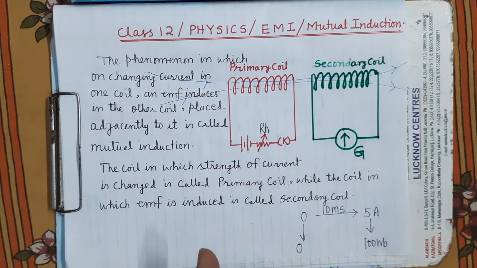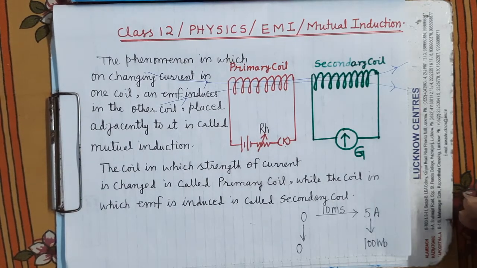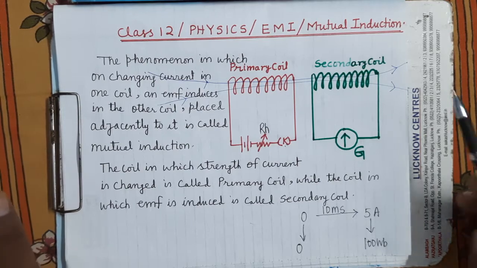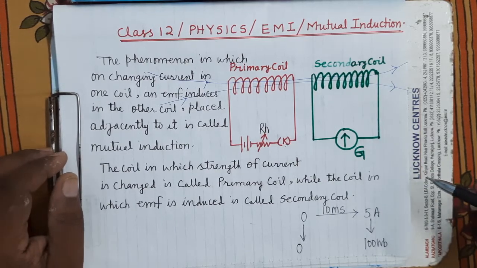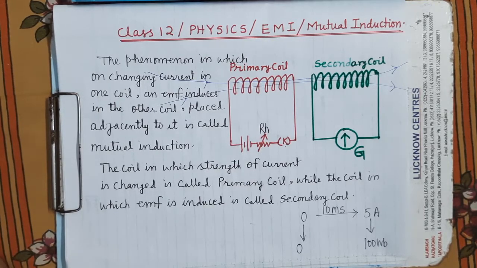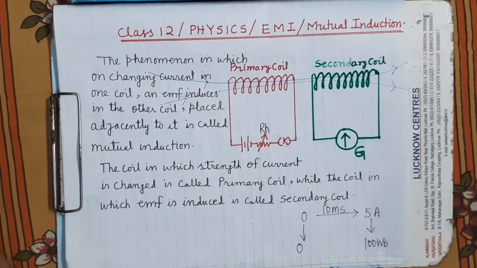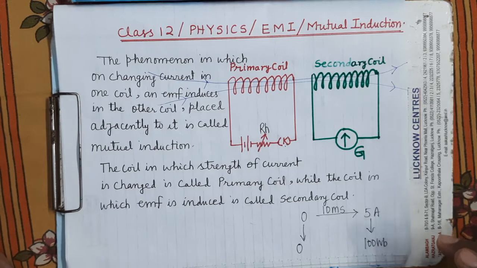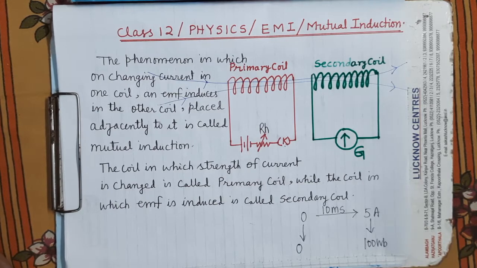When it is decreasing in nature, the galvanometer will show the deflection in the opposite direction. So that experiment I will try to show you. Now see here. This phenomenon is known as mutual induction. What is the phenomenon of mutual induction? It is the phenomenon in which, on changing the current in one coil, EMF is induced in the other coil placed close to it.